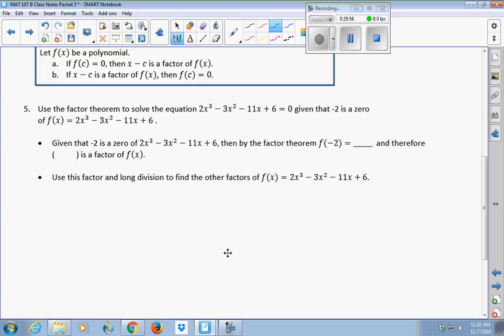So use the factor theorem to solve the equation. Given that -2 is a 0 of that polynomial, how can the factor theorem help me? What does it tell me? It tells me one of the factors, right? If -2 is a 0 of this polynomial, then by the factor theorem, x plus 2 is a factor.